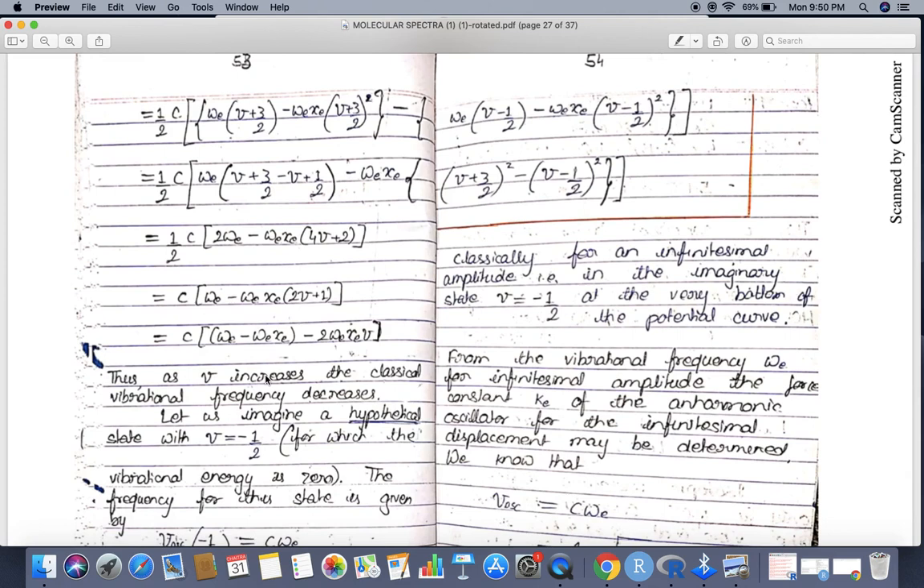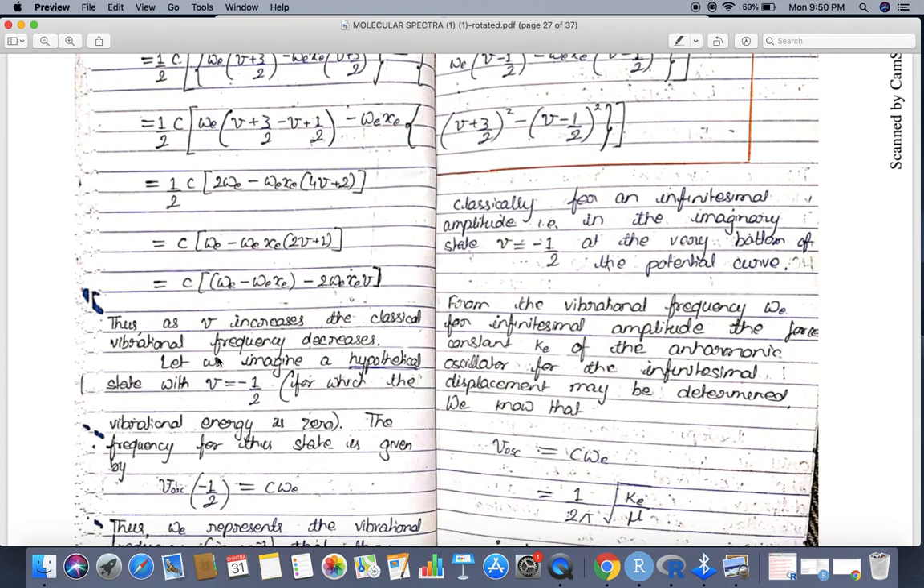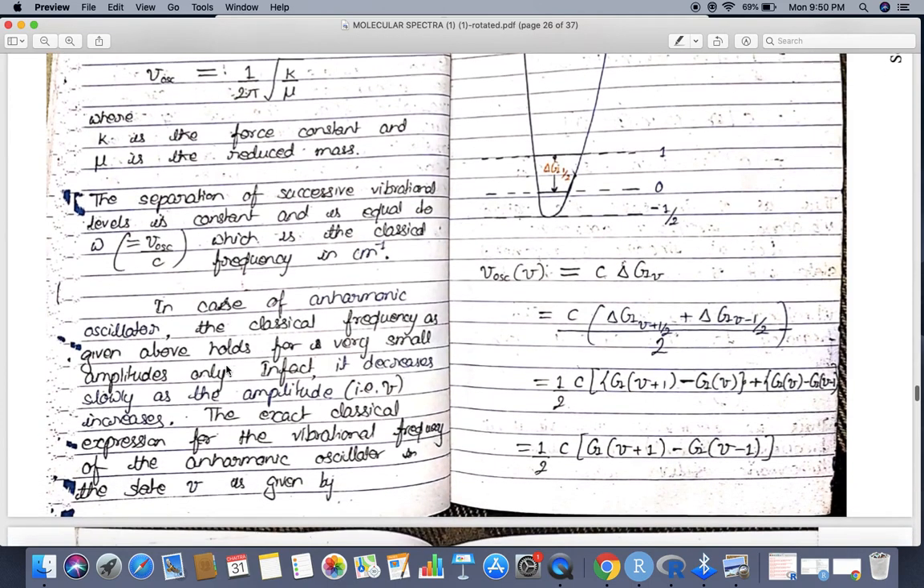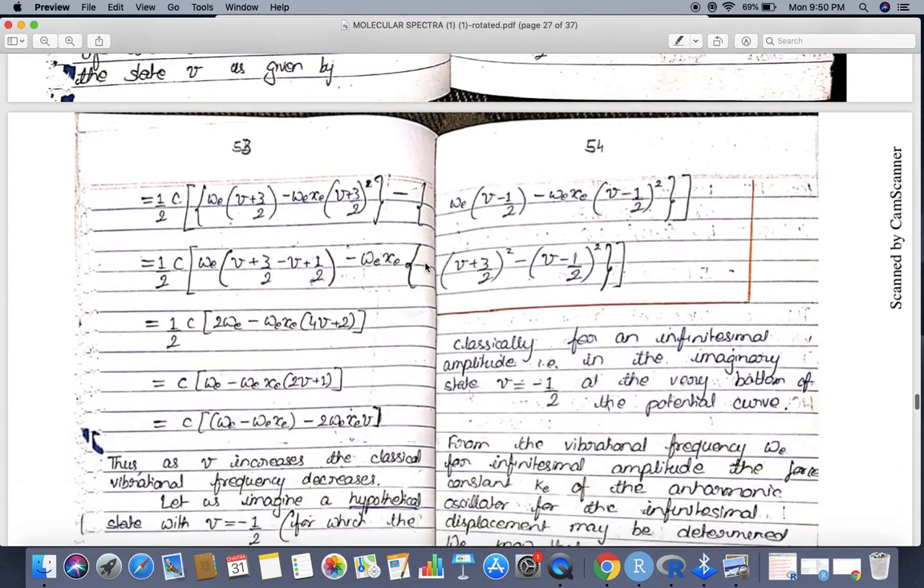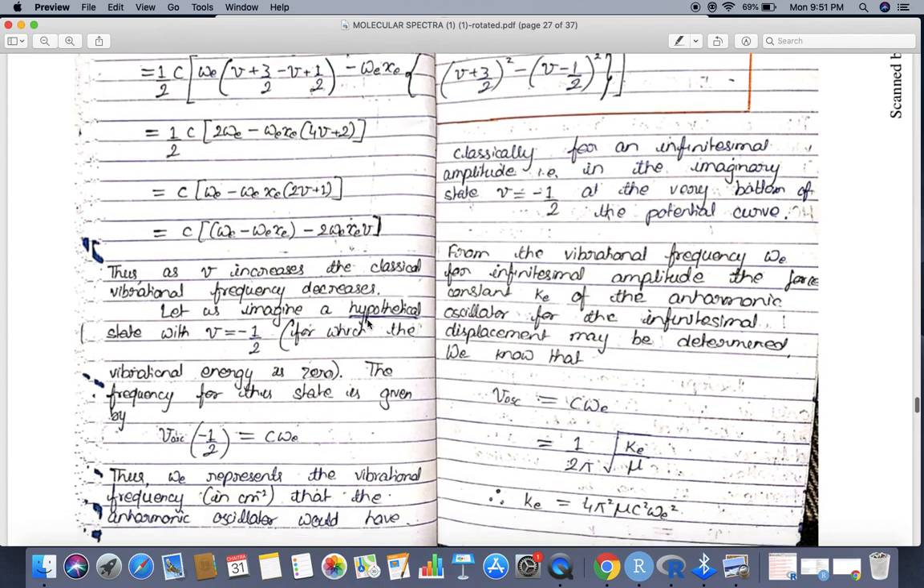So now from this relation, if you look at this classical oscillating frequency nu, if nu is increasing, this quantity will be higher. So the classical vibrational frequency decreases, from this relation simply. Now one hypothetical state we will assume is nu equal to minus half, below the zero point energy, where the vibrational energy is equal to 0. The frequency for this state is given by c of omega e, and all the rest of the terms are zero now.